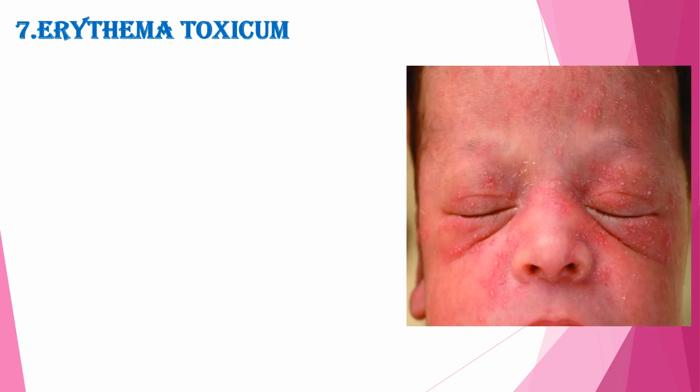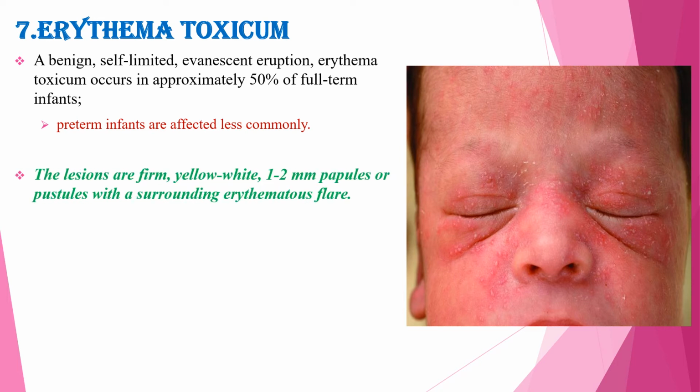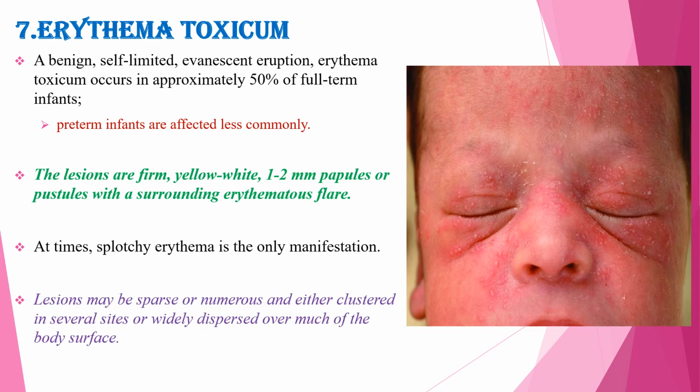The other benign skin disorder of the newborn is erythema toxicum. As you see in the image, a benign, self-limited, evanescent eruption, erythema toxicum occurs in approximately 50% of full-term infants and is relatively less common in preterm infants. The lesions are firm, yellow-white, 1 to 2 mm papules or pustules with a surrounding erythematous flare. At times, blotchy erythema is the only manifestation. Lesions might be sparse or numerous and either clustered in several sites or widely dispersed over much of the body surface.